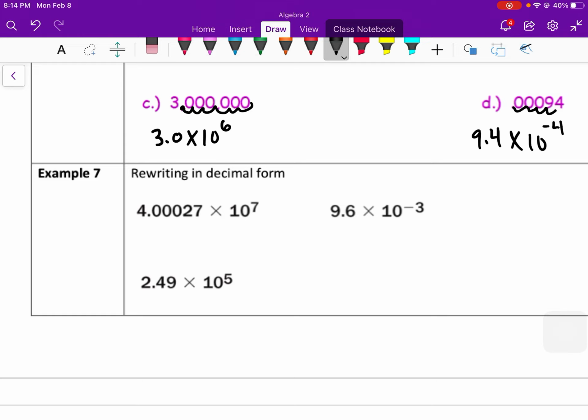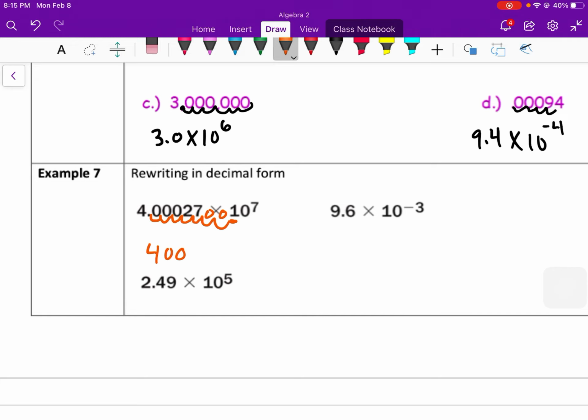Okay, so now they're asking us to rewrite it in decimal form. So this way we work to scientific notation. Now we're given scientific notation, and we want to rewrite it in decimal form. So the decimal is here, and it's a positive 7. So we're going to go the way it's asking us to. So it's positive 7, so we have to go 7 units to the right. 1, 2, 3, 4, 5, 6, 7. So there's 2 zeros, and this decimal is now here.